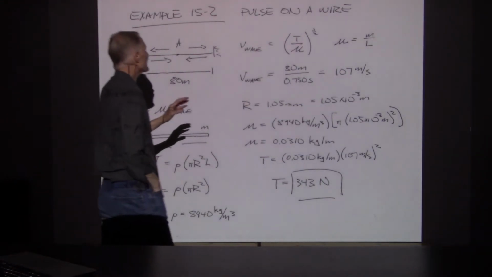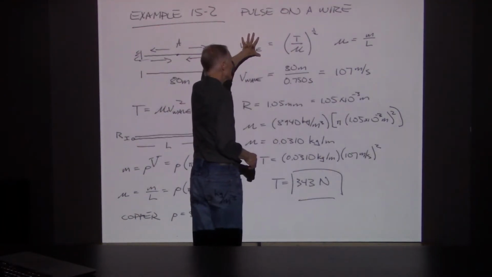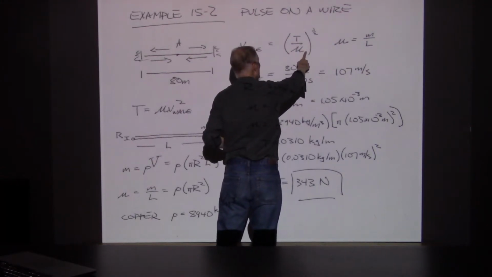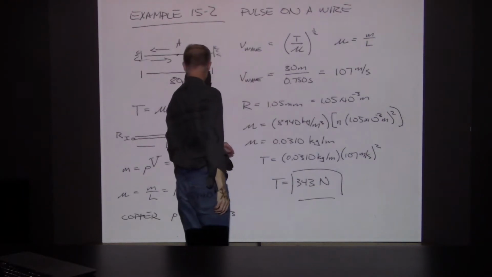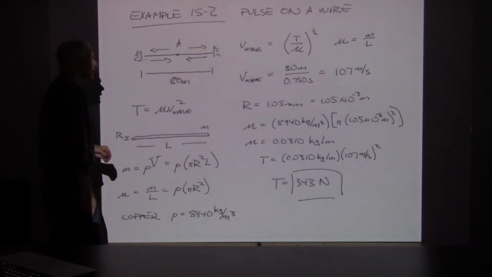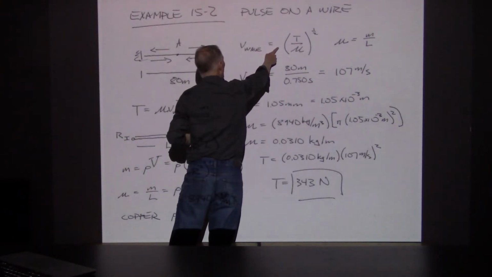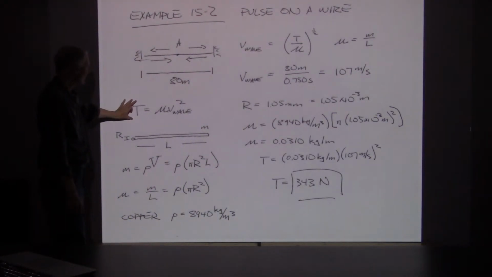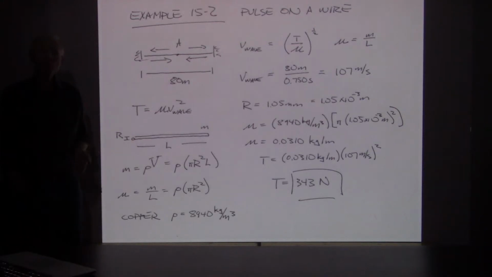Now, the formula they gave us is a little confusing, I realize. This is really the formula they gave us to show how tension and mass are related to the wave speed. This is really just showing what numbers we ended up with. So let's take this formula and bring it down to here. It says that in order to calculate the tension, we can calculate the linear mass density and multiply that by the wave speed squared.